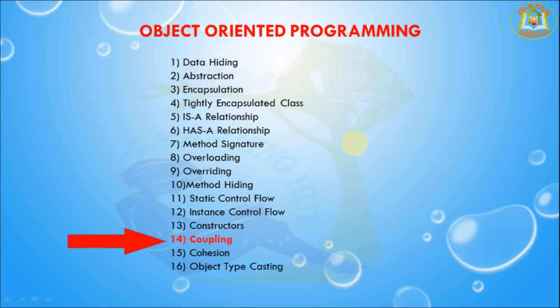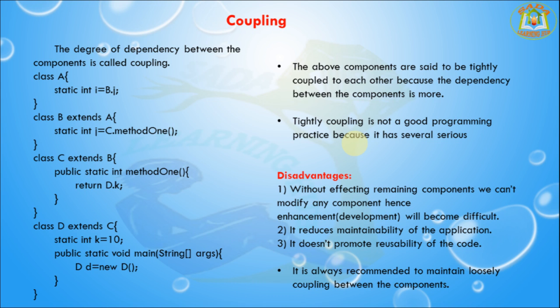Today's session, we are going to learn coupling and cohesion in object-oriented programming. Coupling. The degree of dependency between the components is called coupling. Coupling means the degree of dependency between the components. That is called coupling. For example, I can show you one example here.